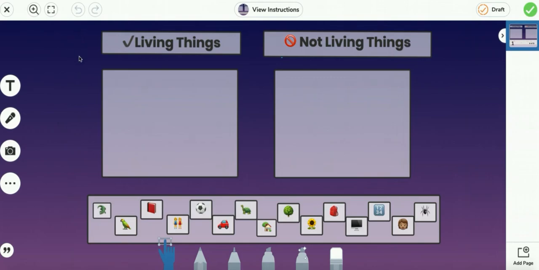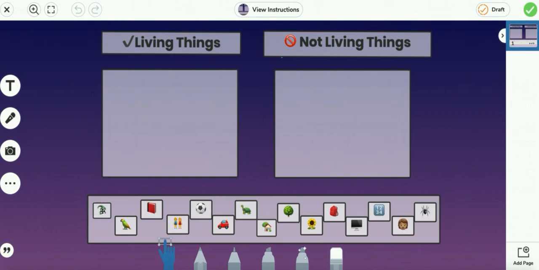So science, we've been talking about living things, non-living things. We've also been talking about plants and animals, how to sort them, and parts of them. But today we're going to go ahead and review really quick. So living things are things that are alive, that need water, shelter, air to survive. Not living things or non-living things are things that are not alive.